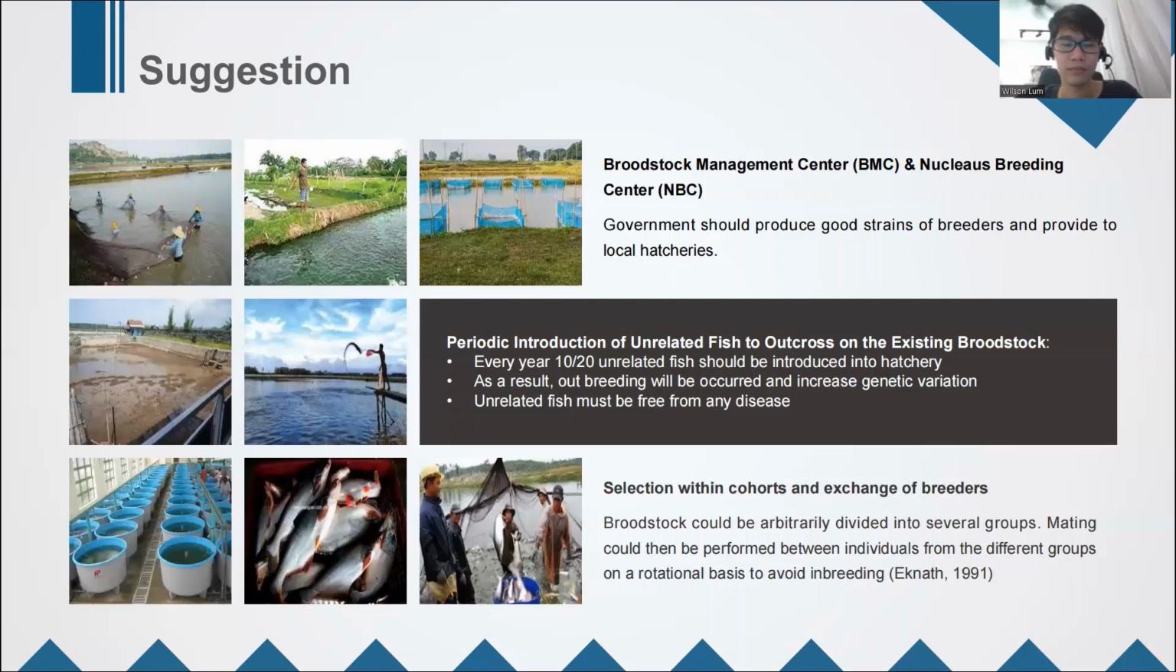Another one is that we do selection within cohorts and exchange of breeders. So the broodstock could be arbitrarily divided into several groups. Mating could then be performed between individuals from the different groups on a rational basis to avoid inbreeding. This is also supported by ECNAC in 1991.